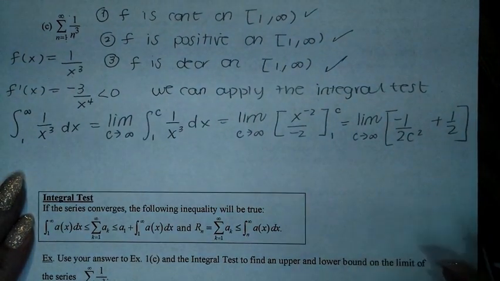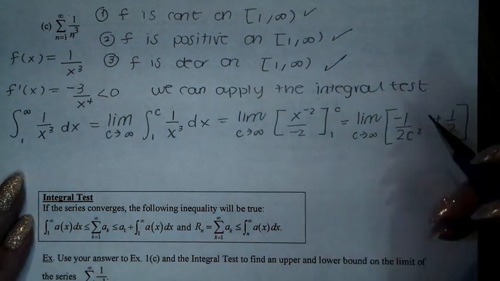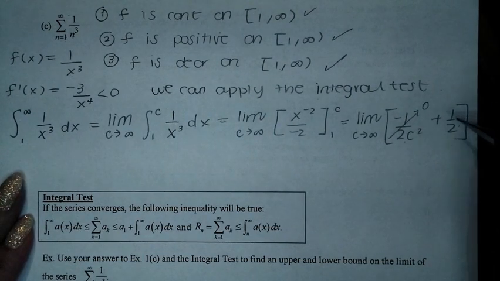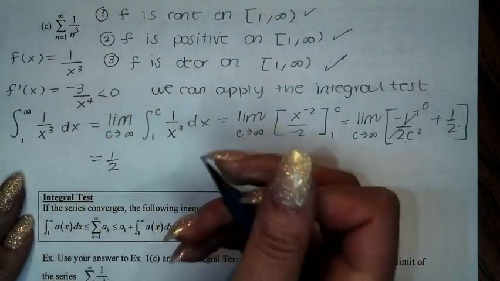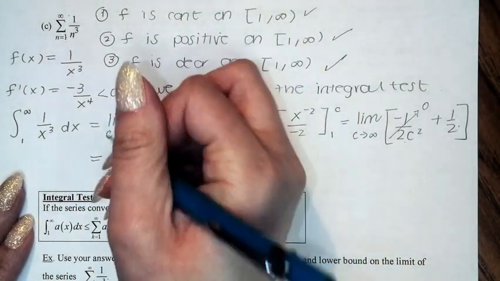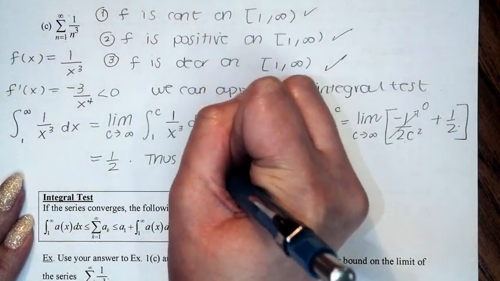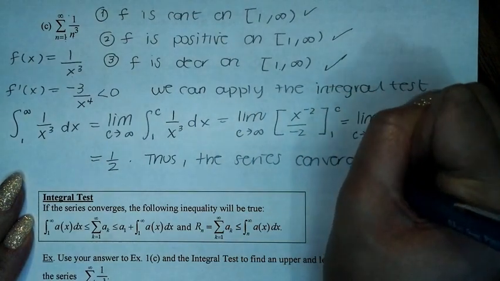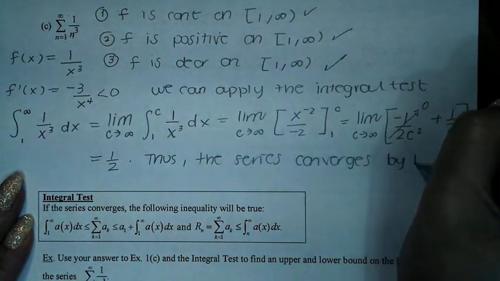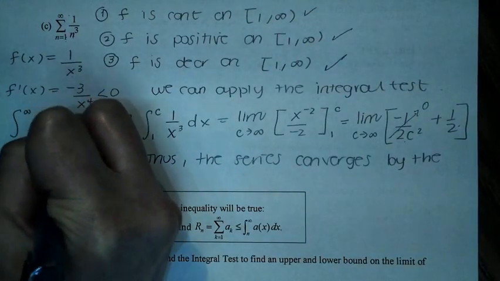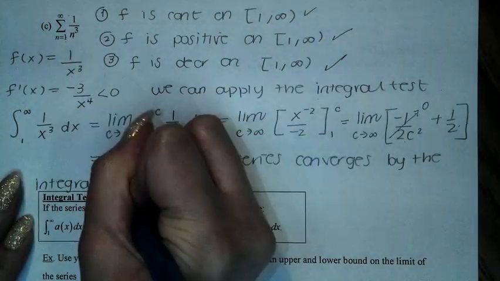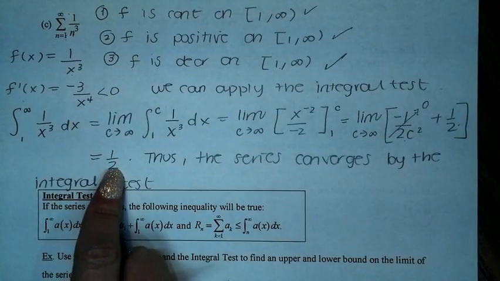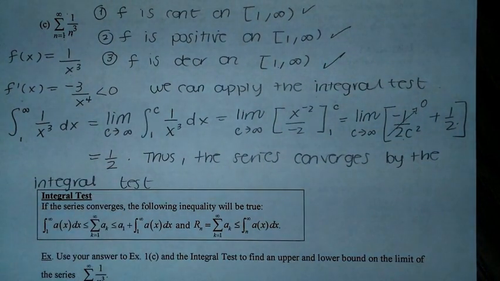Okay? So you are like, now what's going on? Okay, so this one is going to be a negative 1 over infinity, which flies to 0. This one stays as 1/2. So this is going to be equal to 1/2. Therefore, what happens here? Thus, the series converges by the integral test. So you can see that the number that you get is a real number, a finite number. So therefore it converges.